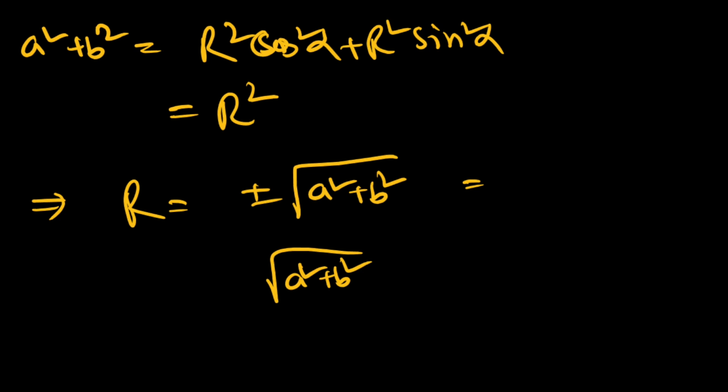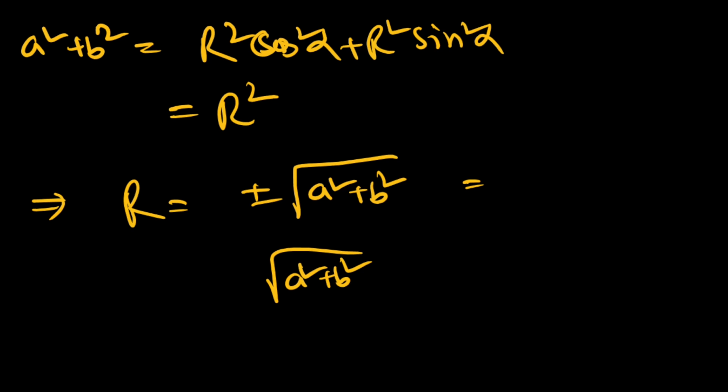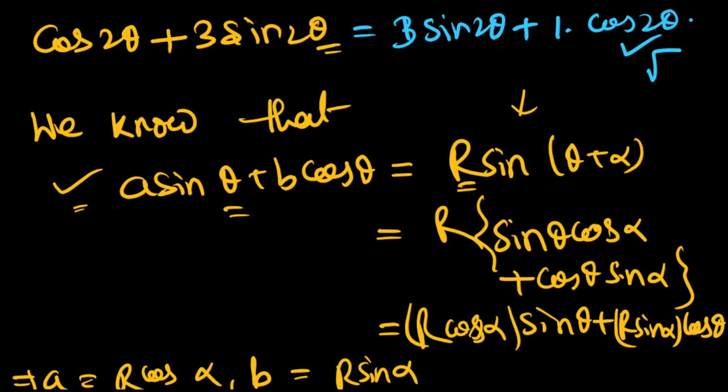So now we compare this. Here theta is replaced by 2 theta, so it is the same type of function. That is a is 3 for sin 2 theta and b is 1 for cos 2 theta. So in our case a is equal to 3, b is equal to 1. So r is equal to root under 3 square plus 1 square, that is 9 plus 1. Therefore r is equal to root under 10. So this maximum value is root under 10.